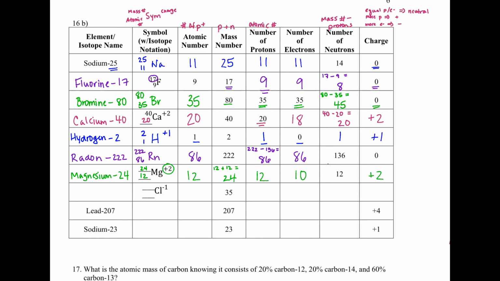All right, on to the chlorines. So I know it's chlorine because we had the symbol. The mass number told us is 35.